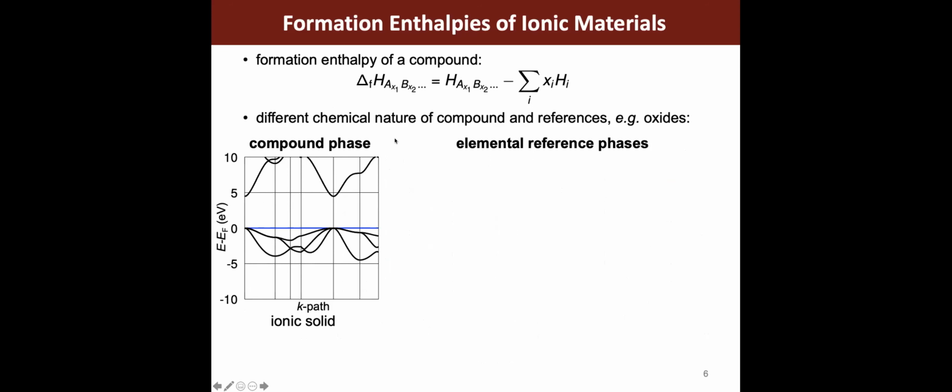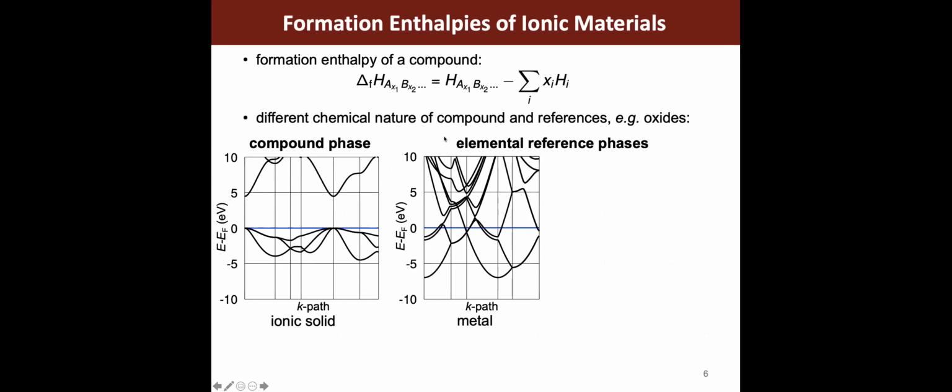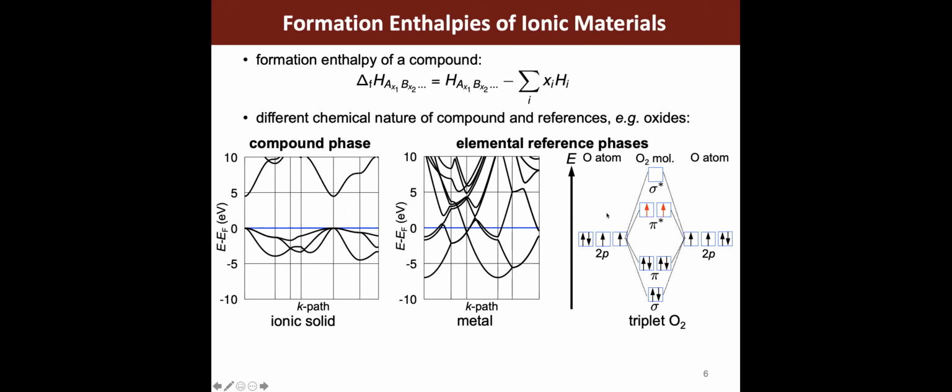However, when you look at the elemental references, that would be pure magnesium, which is a metal. So your bands cross the Fermi energy here in blue, and a diatomic oxygen molecule, which is even spin polarized because triplet oxygen is the ground state. And this tells you that these structures and phases are all chemically very different. And you're trying to calculate a difference property between chemically different systems.